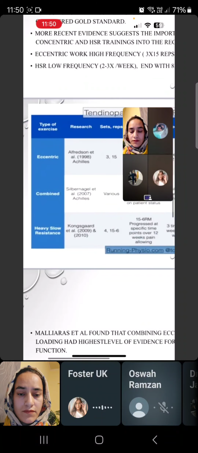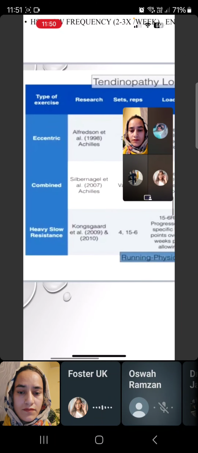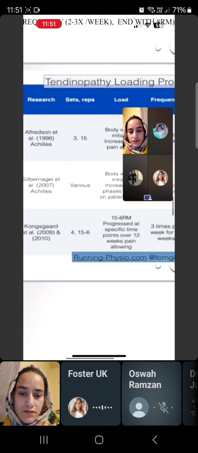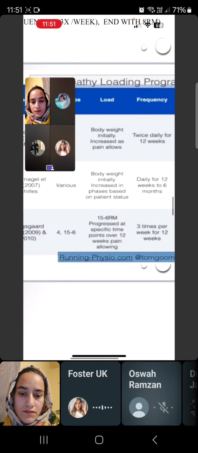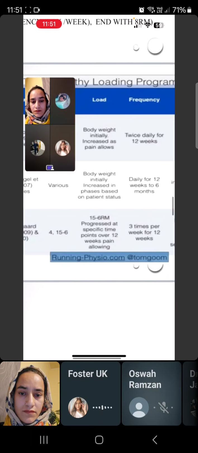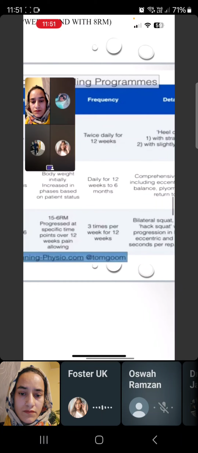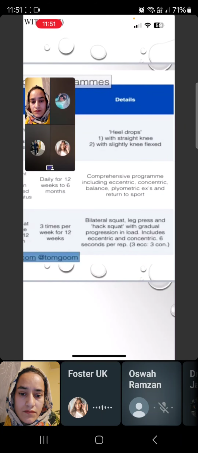Another study by Kongsgaard et al. in 2009 used heavy slow resistance. They started with 15 repetition maximum and gradually increased the load until they could only do 6 repetition maximum, progressing at specific time points over 12 weeks. So that was spread around 12 weeks, 3 times per week for 12 weeks. And that's their exercise protocol.